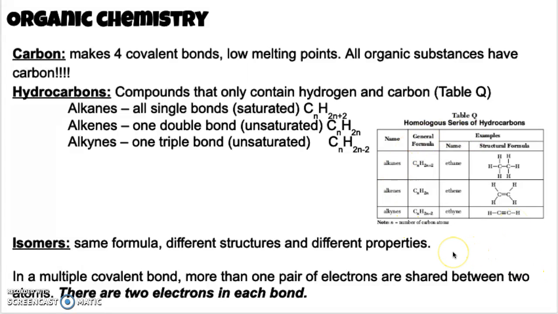Next, we have isomers. Isomers have the same formula, they just have different structures, meaning their atoms are connected in different ways, and so they have different properties because of this. And lastly, in a multiple covalent bond, more than one pair of electrons are shared between 2 atoms. Keep in mind, there are 2 electrons in each bond.